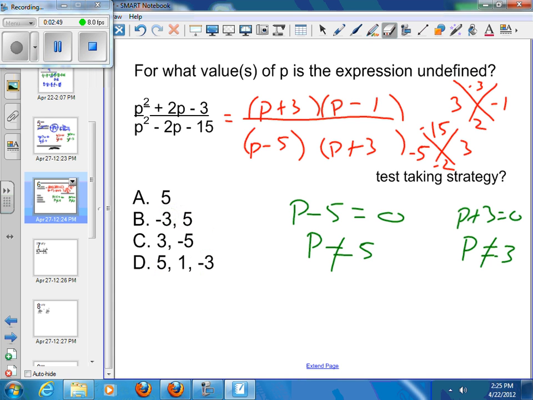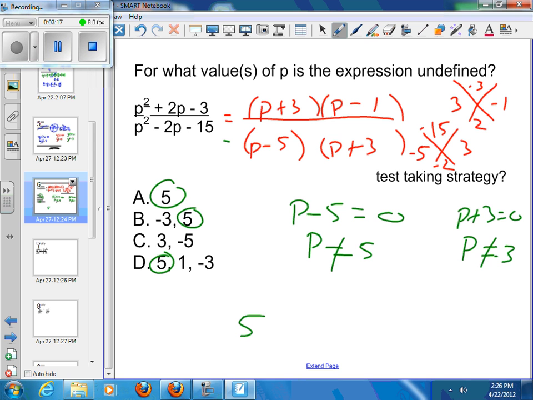The other way you can do this is you can actually substitute these things into the bottom and find out which ones give you 0. So we can substitute a 5 in here, so that would be 5 squared minus 2 times 5 minus 15, which would be 25 minus 10 minus 15, which would be 0. So you know that there's a 5. I've checked this 5, so 5 is definitely among my answers.